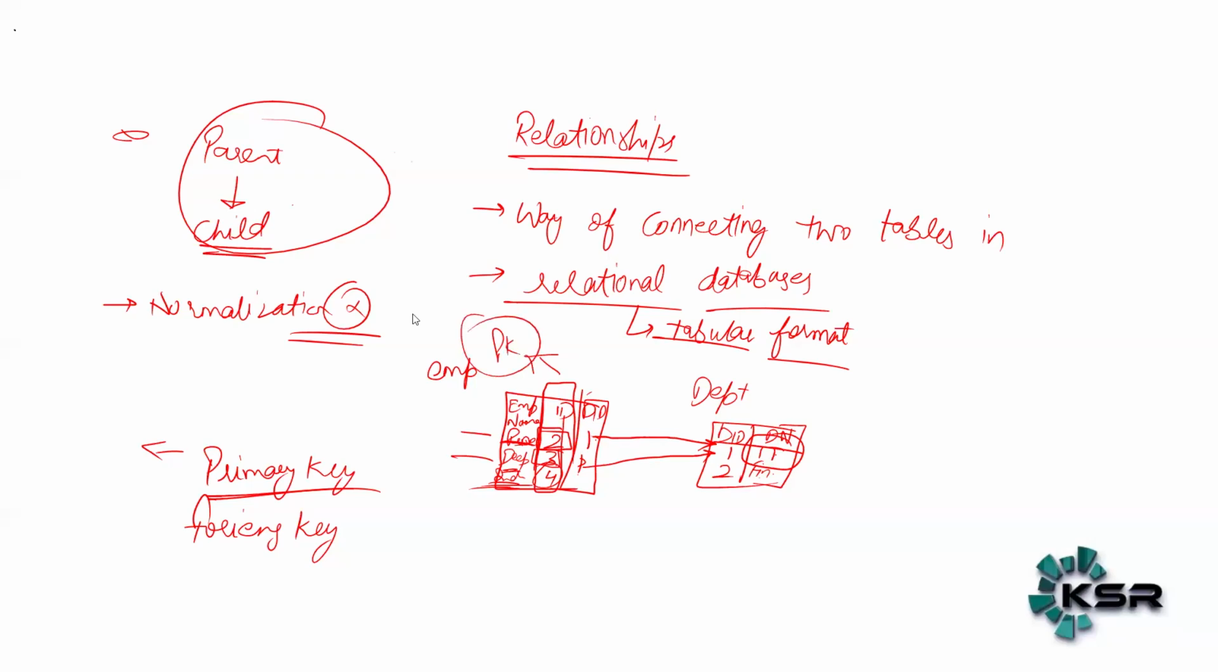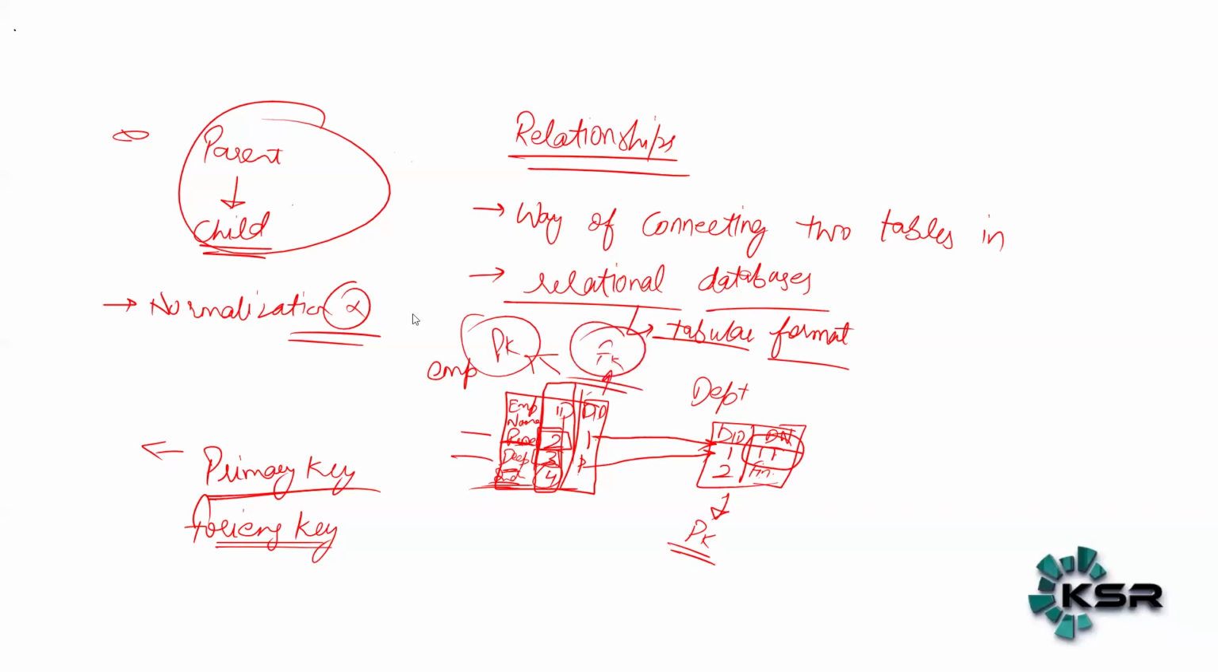A foreign key is something else. In the department table, can someone tell me what the primary key is? Department ID, right? Yes, this is the primary key. So what is the foreign key here? A foreign key is the key which references another table. Here, this is the primary key and it is being referred to from this table. So this is the foreign key.